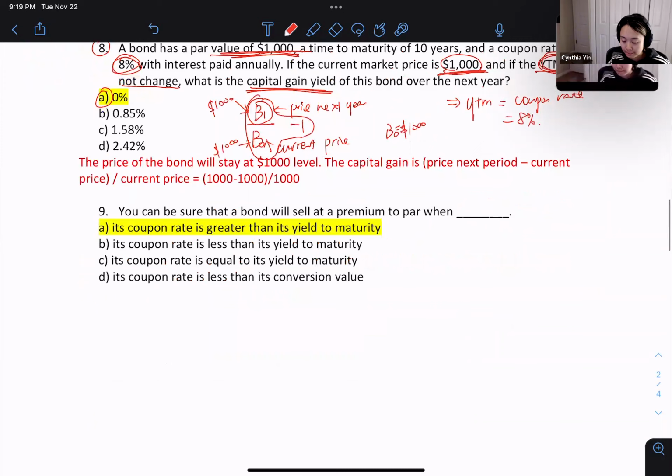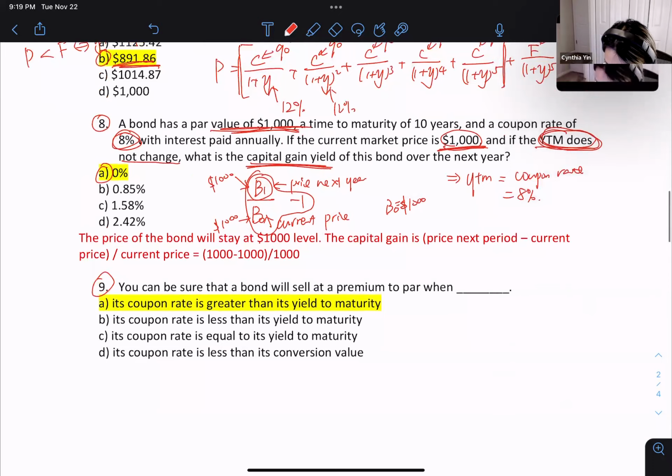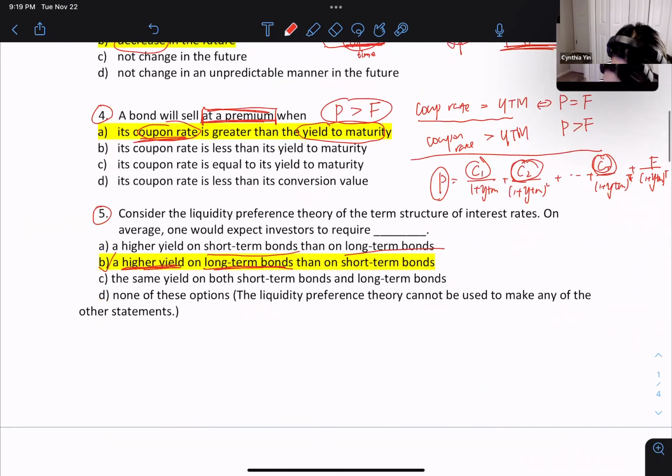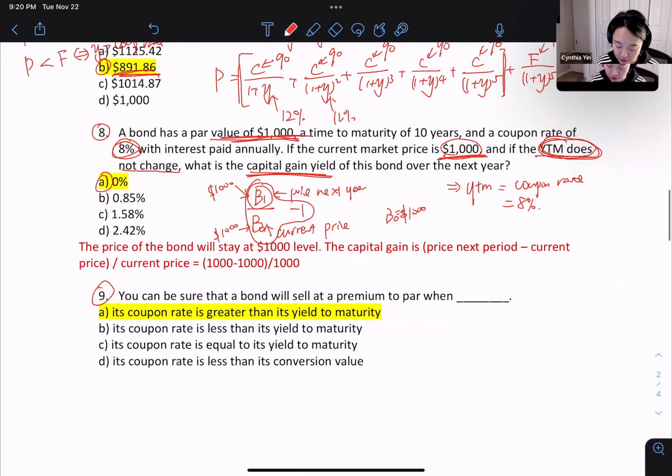Okay. Question 9. You can be sure that a bond. Okay, I think I duplicated this question. So question 9 is the same as question 4, so I will not spend the time. Yeah, it's a typo. It's duplicated. So ignore question 9. It's the same as question 4.